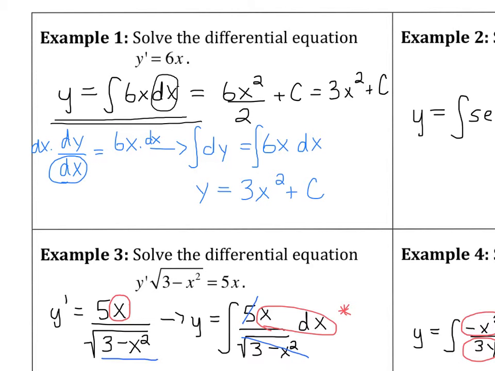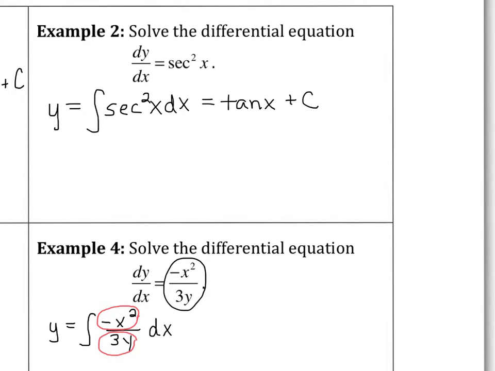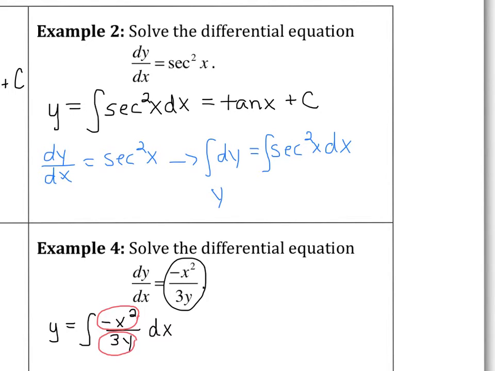This same method helped us out in example 2 as well. We had dy dx equals secant squared x. And so then, without even knowing it, we multiplied both sides by dx to obtain dy equals secant squared x dx, and then we integrated both sides to find y equals tan x plus c.